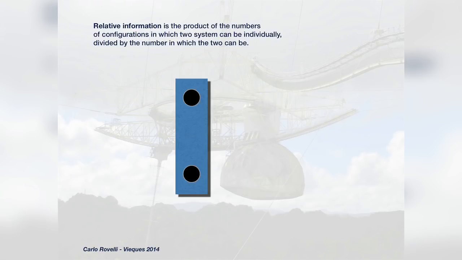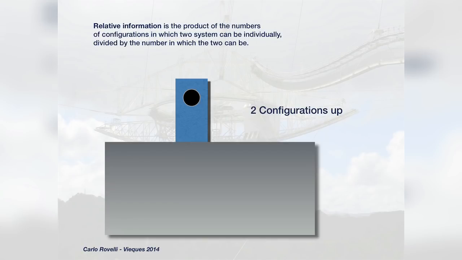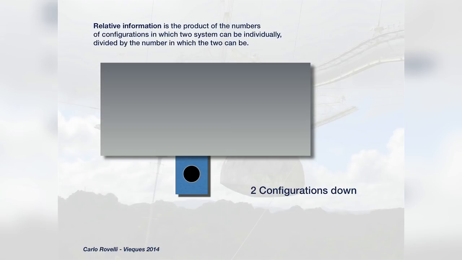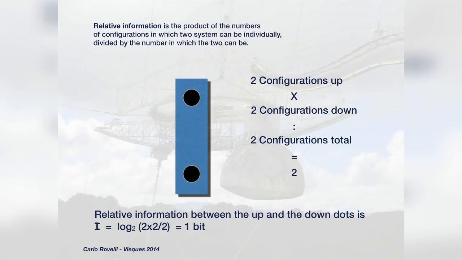Suppose you have a stick with two sides, two dots, black. If you flip it, it's white. So upstairs, you have two possible colors. Downstairs, you have two possible colors. 2 by 2 is 4, so you have 4 possible configurations of the colors, but the up and the down are constrained by some physics, the rigidity of the stick. So the total number of configurations is not 2 by 2, but less. It's 2, in fact. So it's not 4 but 2. This difference is the relative information that the up has with respect to the down.